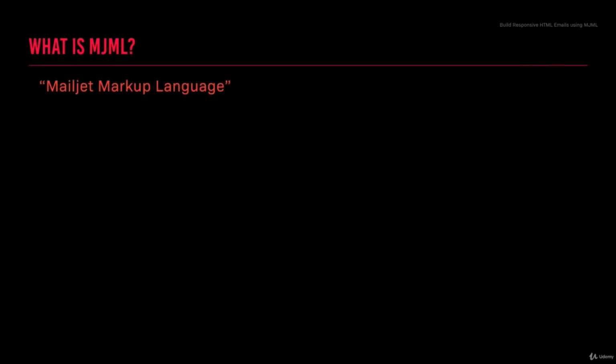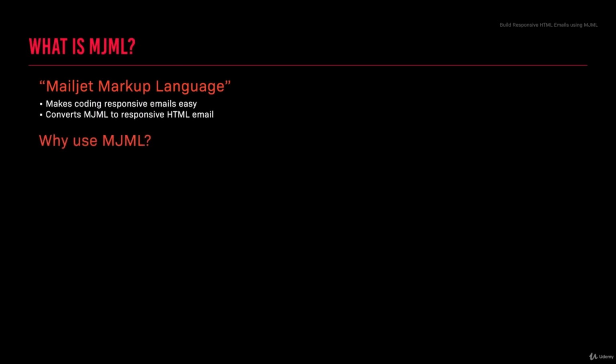So what is MJML? MJML stands for Mailjet Markup Language. It's created by Mailjet, and the reason for MJML is to make coding responsive emails easy. MJML is a transpiler. That means it takes MJML as the input and converts it to a responsive HTML email.